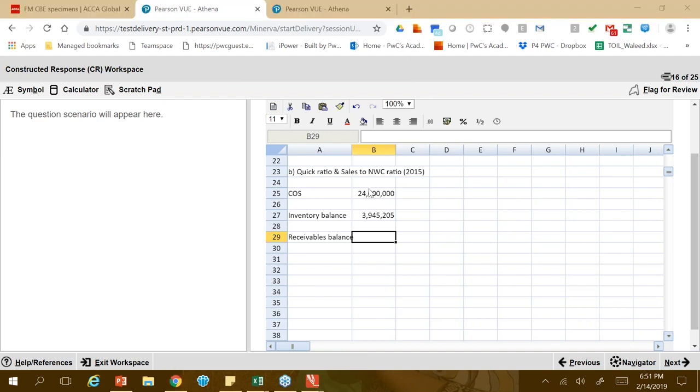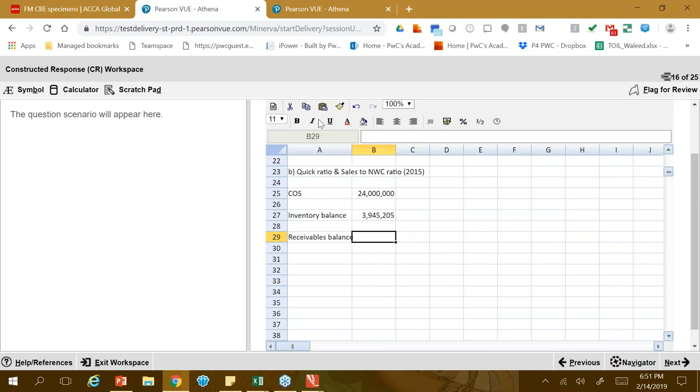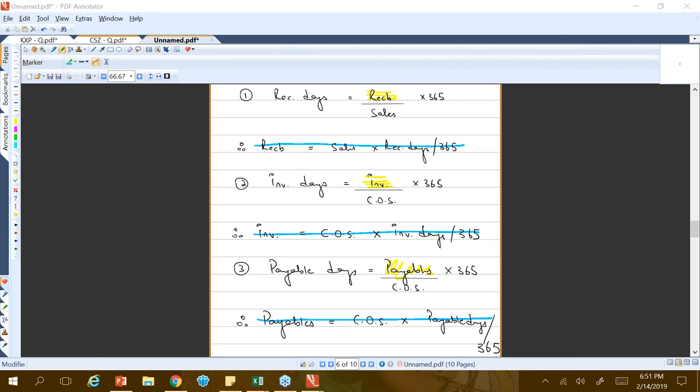So some answers are coming in. I want everyone here to try and find the receivables balance. Focus on this calculation, please. The calculation here is sales into receivable days over 365.